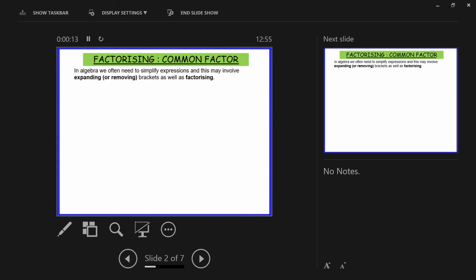Right, okay, so the very first slide says, in algebra we often need to simplify expressions, and this may involve expanding or removing brackets as well as factorizing. Now, expanding brackets is what you guys have done so far. You multiply it into the bracket. By expanding brackets, we mean multiply each term in the bracket by the term outside.